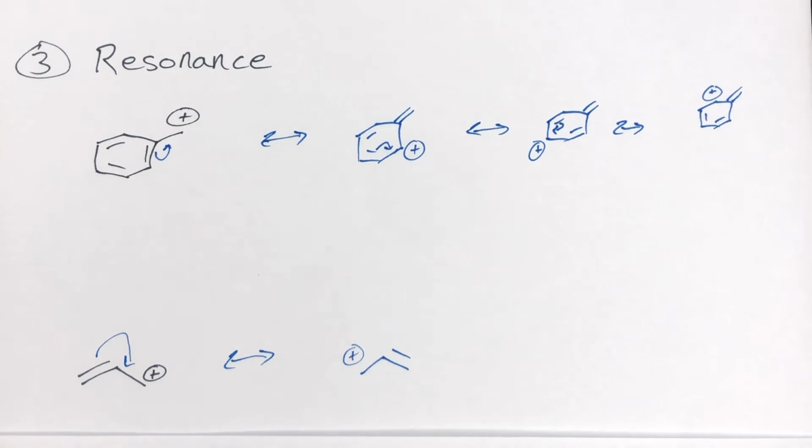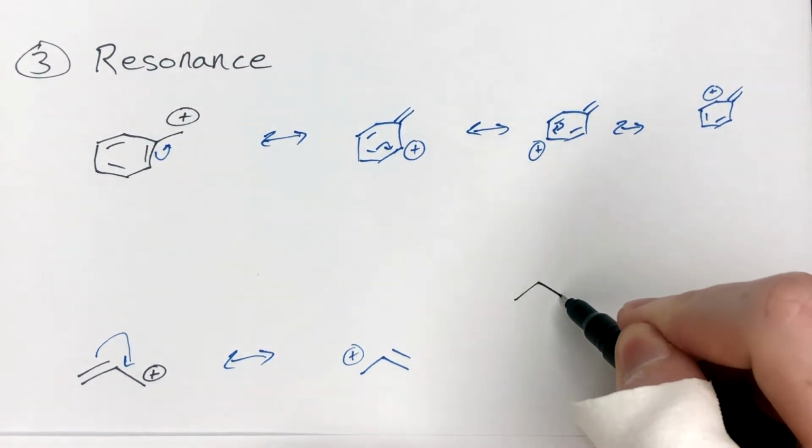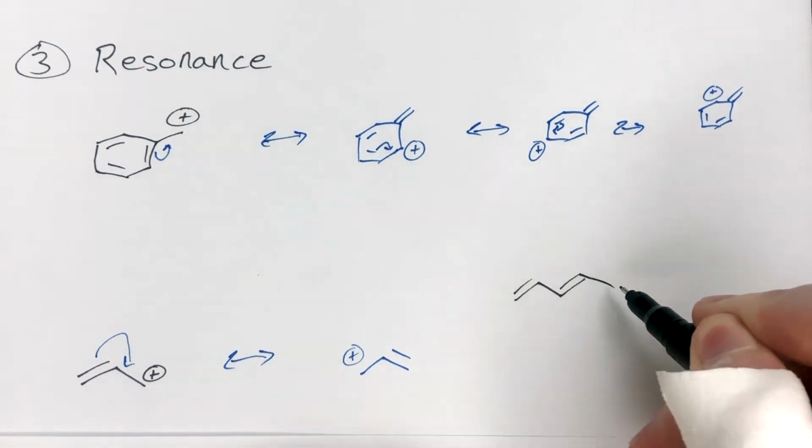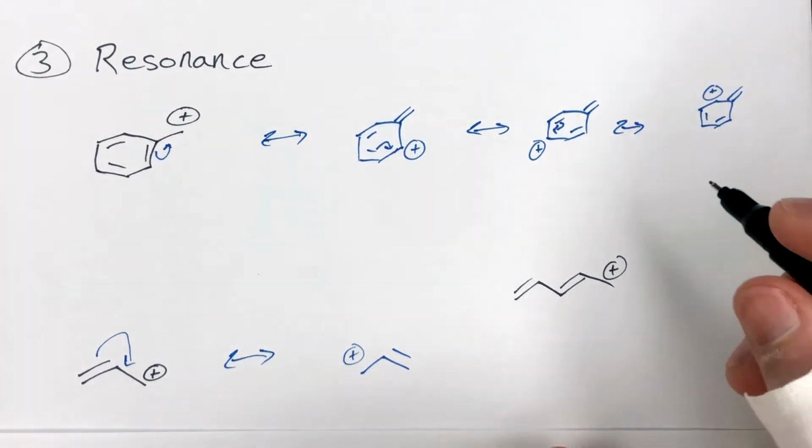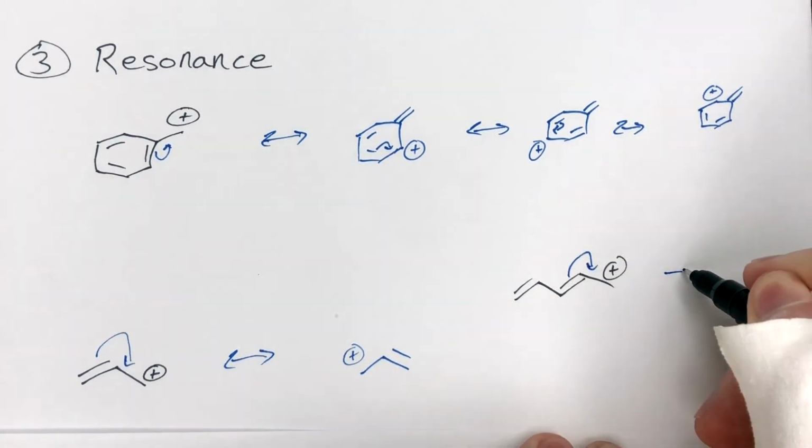Now, let's say you had extended conjugation. You had a conjugated carbocation like this. Now, this is going to be more stable than just the simplest allylic because you have now two additional resonance structures that you can draw.